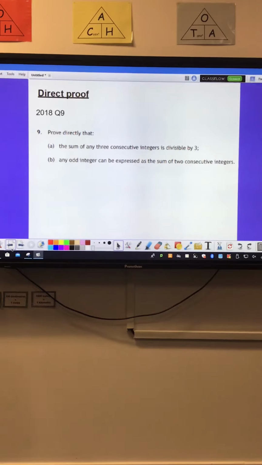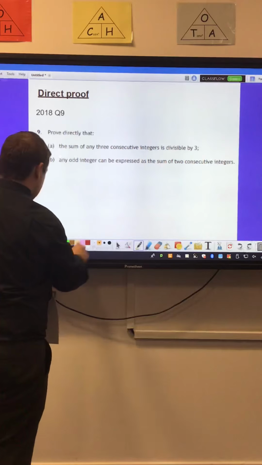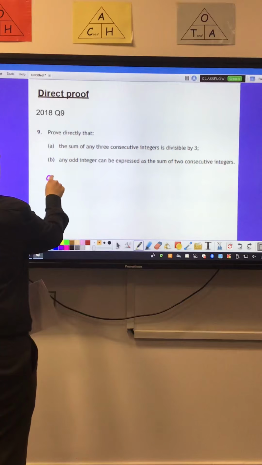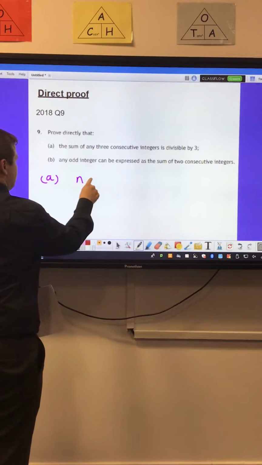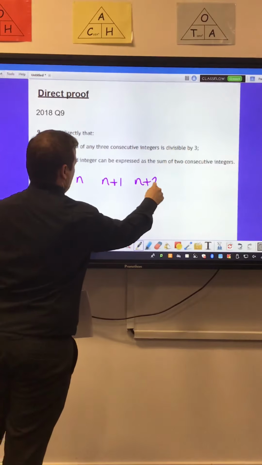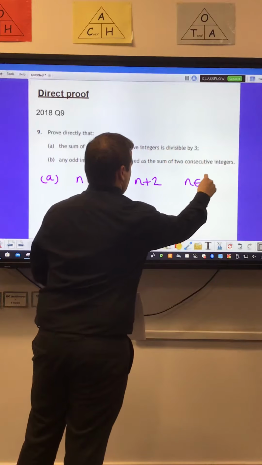Okay, so I'm going to talk you through some examples of proof. So here goes. Direct proof from 2018. Prove directly that the sum of any three consecutive integers is divisible by 3. Okay, so I am just going to pick three integers. So let's say n, n plus 1, and n plus 2, all integers, where n is an integer.